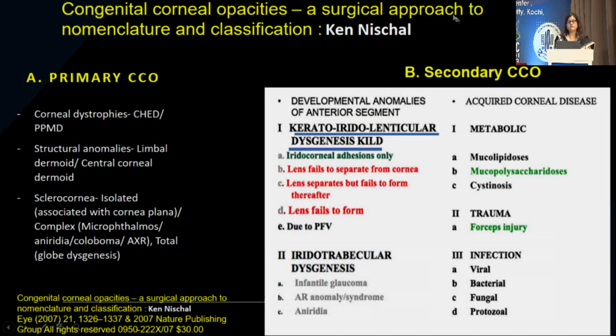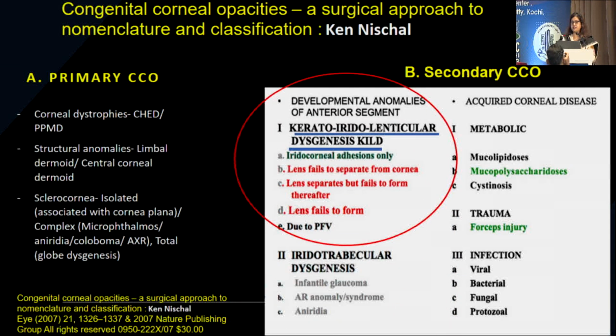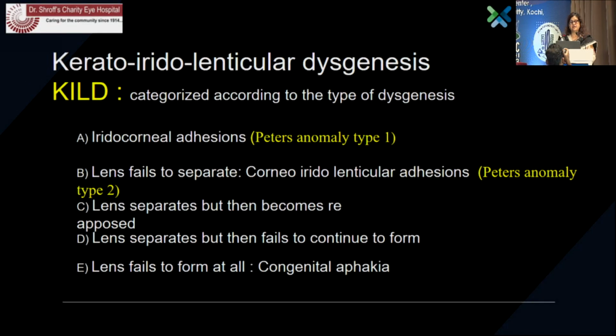So basically, there are several classifications, and this classification is quite useful. Dr. Ken Nischal has classified congenital corneal opacities as primary congenital corneal opacities and secondary congenital corneal opacity, because these conditions are associated with corneal opacities. So they fall into the category of secondary congenital corneal opacities. So KILD can also be categorized according to the type of dysgenesis. So it can be just iridocorneal adhesions, which is traditionally called Peters anomaly type 1.